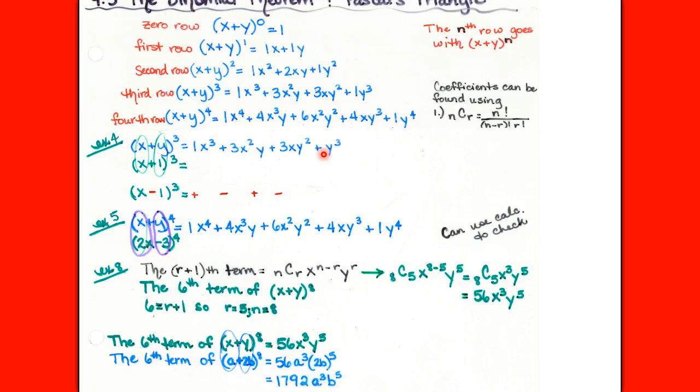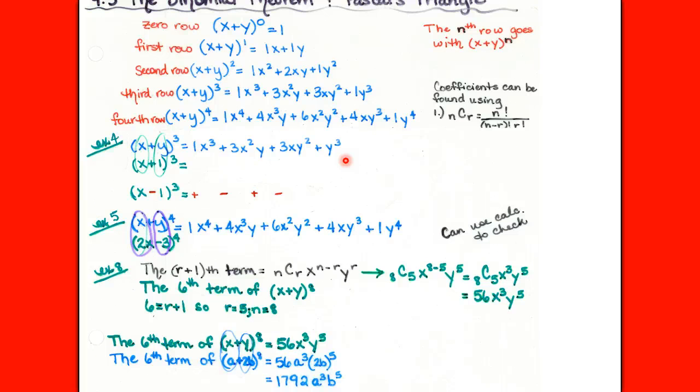And then I can go back and say, okay, I always start with x to the n, and n here is 3, so I'm going to say x to the third, x to the second, x to the first, no x. My x's count down. My y's count up. So I'm going to start with saying no y, y to the first, y to the second, y to the third. So that gave me x plus y to the third.